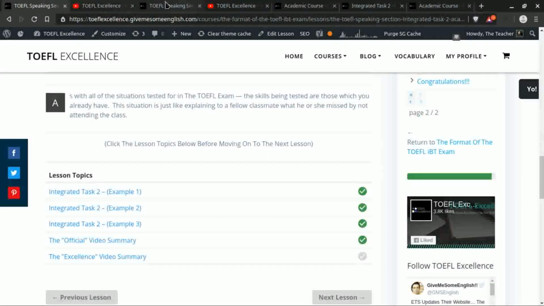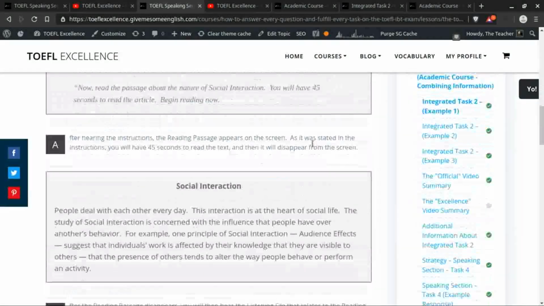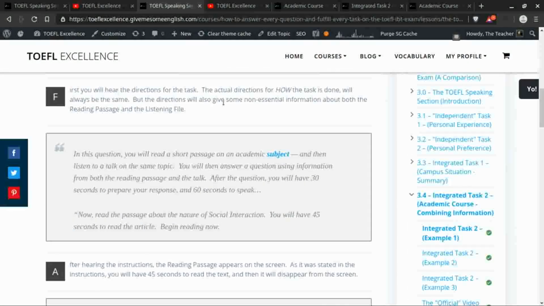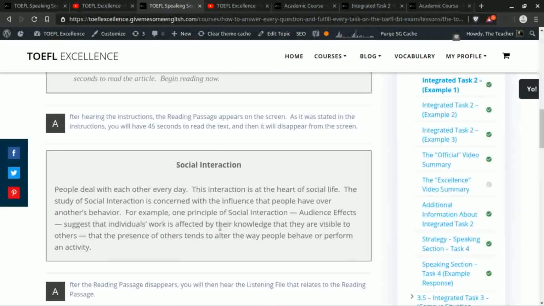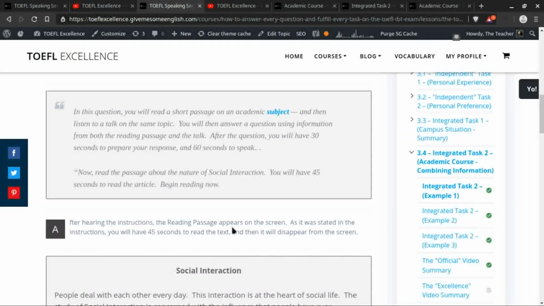Now, let's take a look at one of the examples. On the example pages, you'll notice that I give some brief description of the experience. When you're sitting there on exam day, you're going to hear the directions for the task. But since you're going through this course, you're already going to know what the directions are for this task.